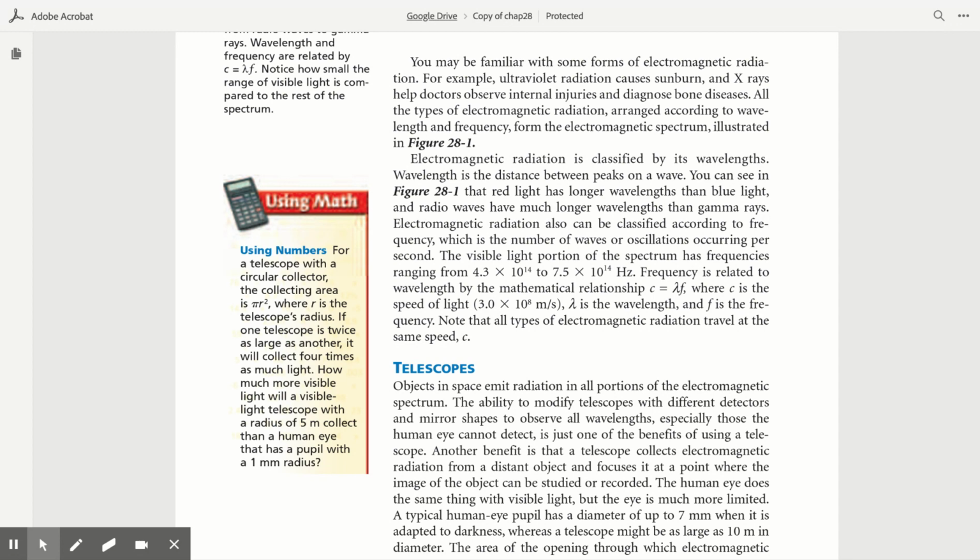Electromagnetic radiation is classified by its wavelengths. Wavelength is the distance between peaks on a wave. You can see in Figure 28.1 that red light has longer wavelengths than blue light, and radio waves have much longer wavelengths than gamma rays.